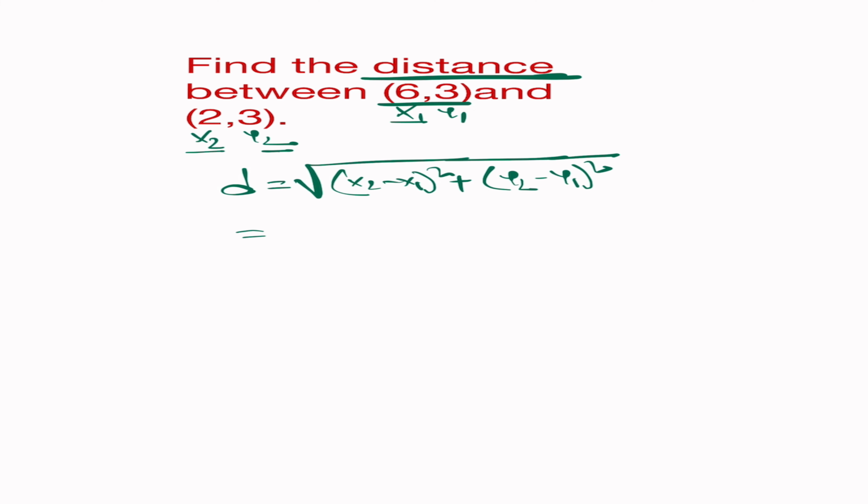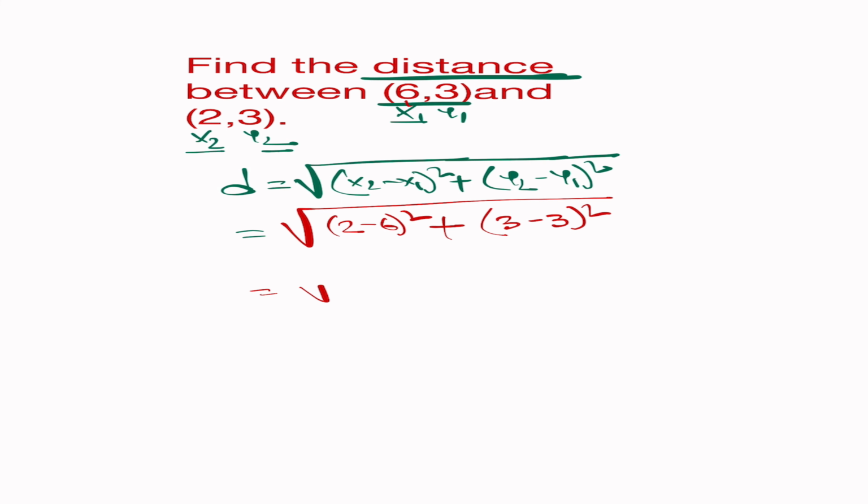Okay, so what is our x2 here? X2 is just 2, and x1 is just 6, so 2 minus 6, squared. Plus, what is our y2 here? Y2 is 3, and y1 is again 3, squared. So we got 2 minus 6 is just negative 4, so it's 4 squared, and here we get 0, so that's 16, and the square root is just 4. That is our answer.